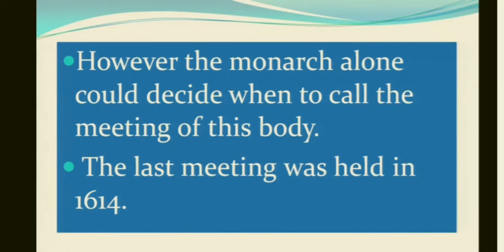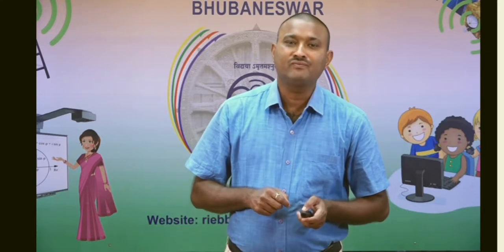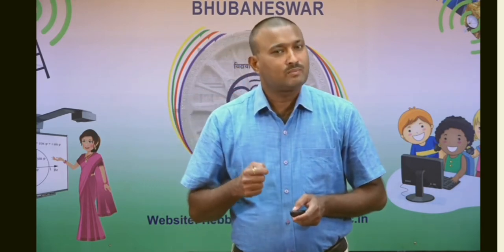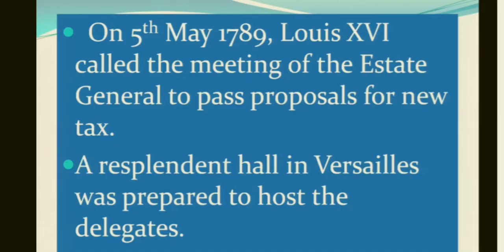Accordingly, the last time the meeting of the State General was held was in 1614. King Louis XVI called the meeting of the State General on 5th May 1789. What was the reason? The reason was to pass the proposal for a new tax.